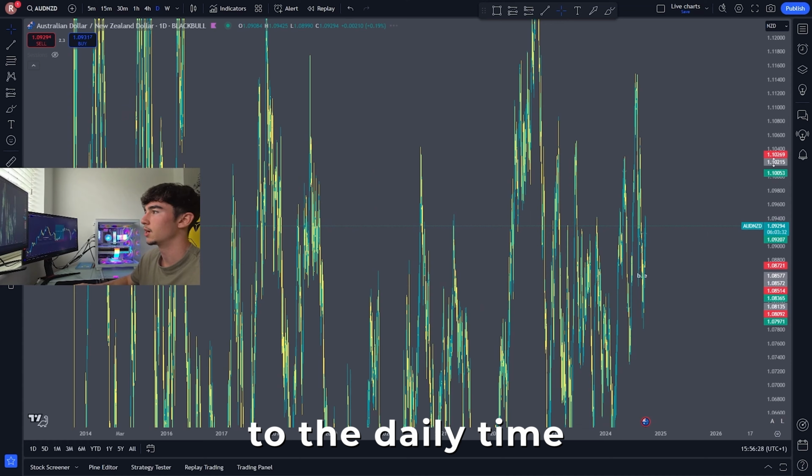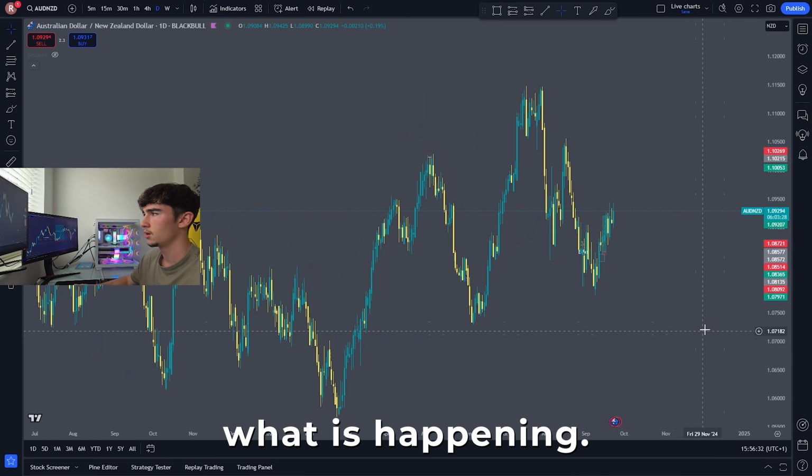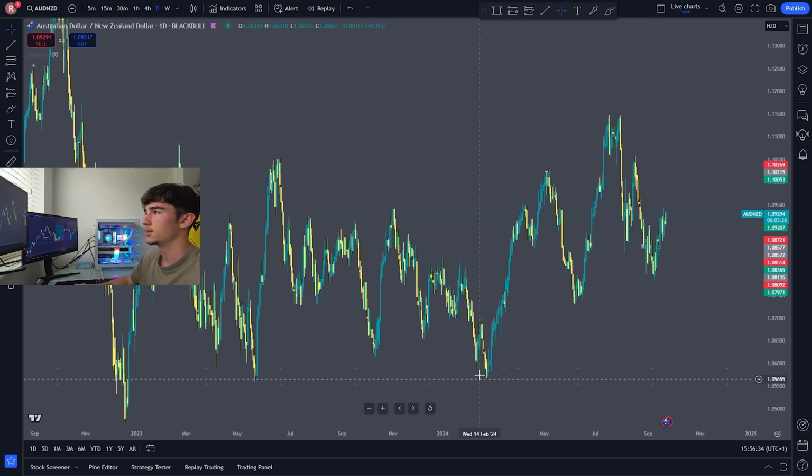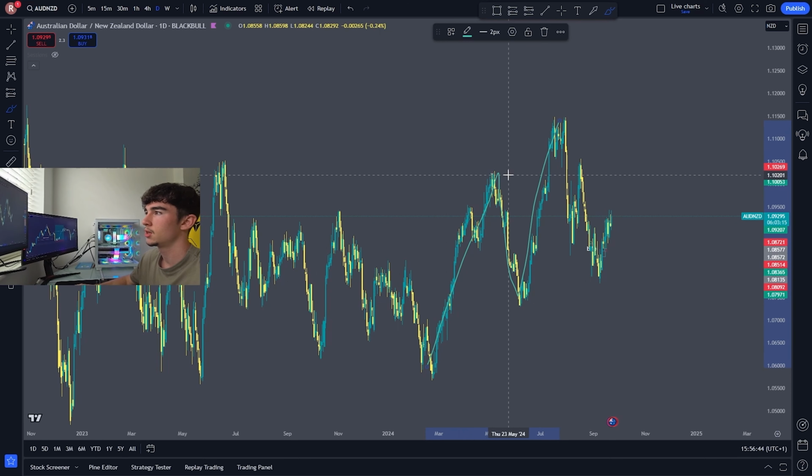So if I go to the daily time frame here, this is the best way to actually see what was happening. On the daily time frame, we had moved up and we were looking to take out these highs, break out of this range, and we did that with a pretty standard and very solid, easy to identify market structure pattern of higher highs and higher lows.